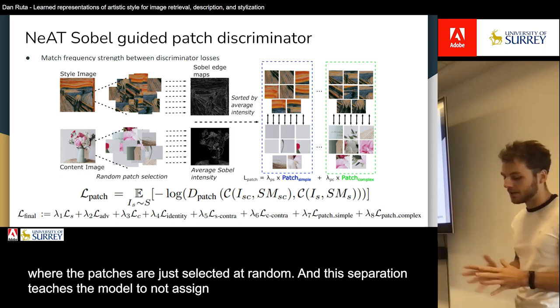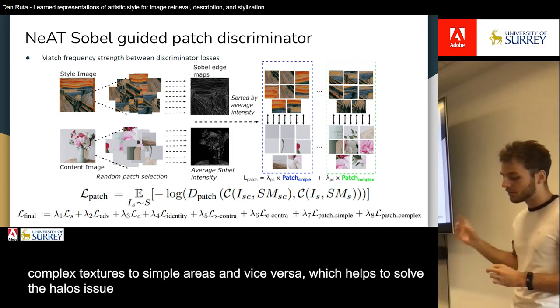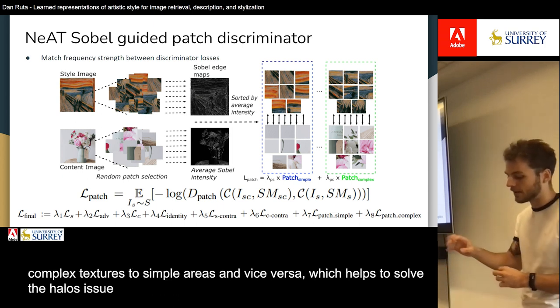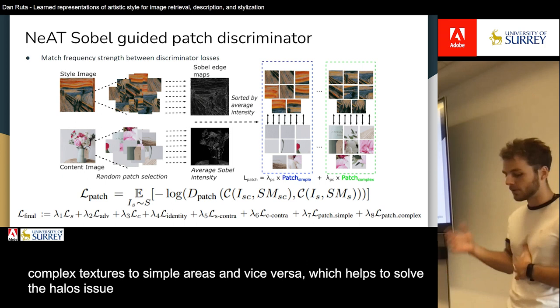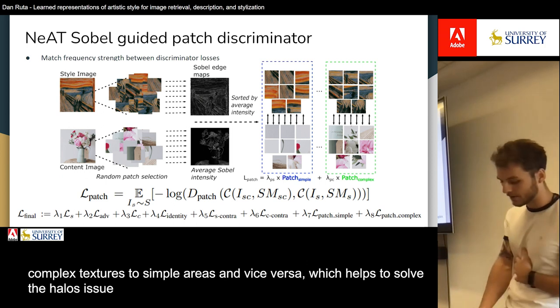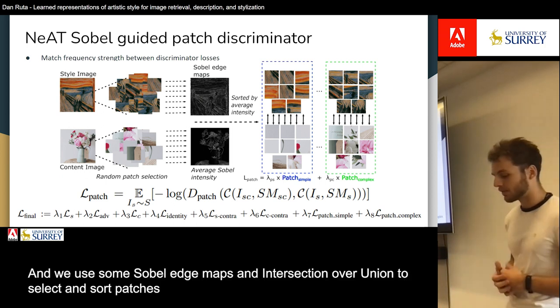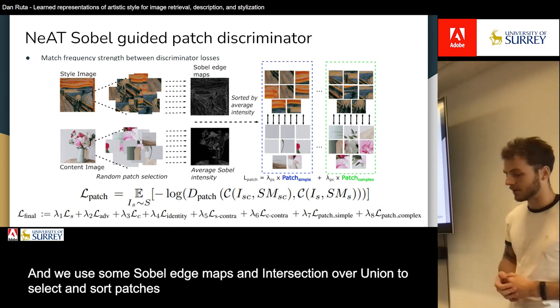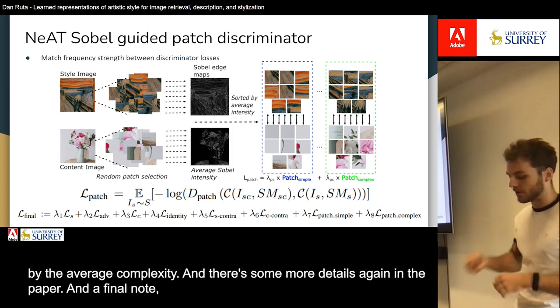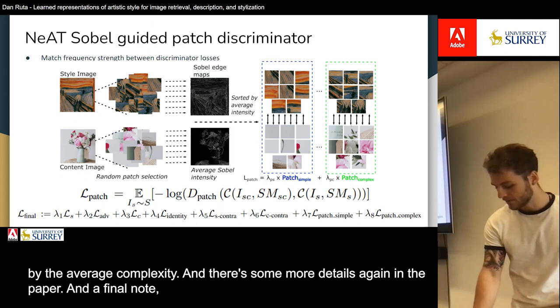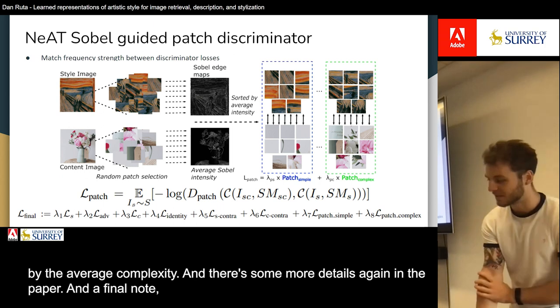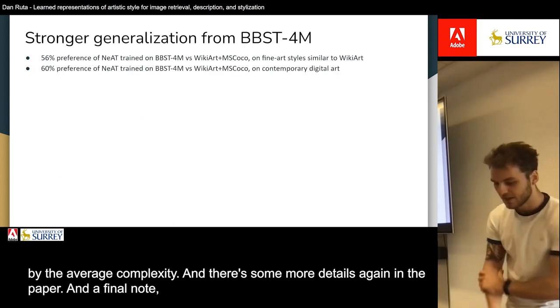And this separation teaches the model to not assign complex textures to simple areas and vice versa, which helps to solve the halos issue. And yeah, we use some Sobel edge maps and intersection over union to select and sort patches by the average complexity. And there's some more details again in the paper around this.